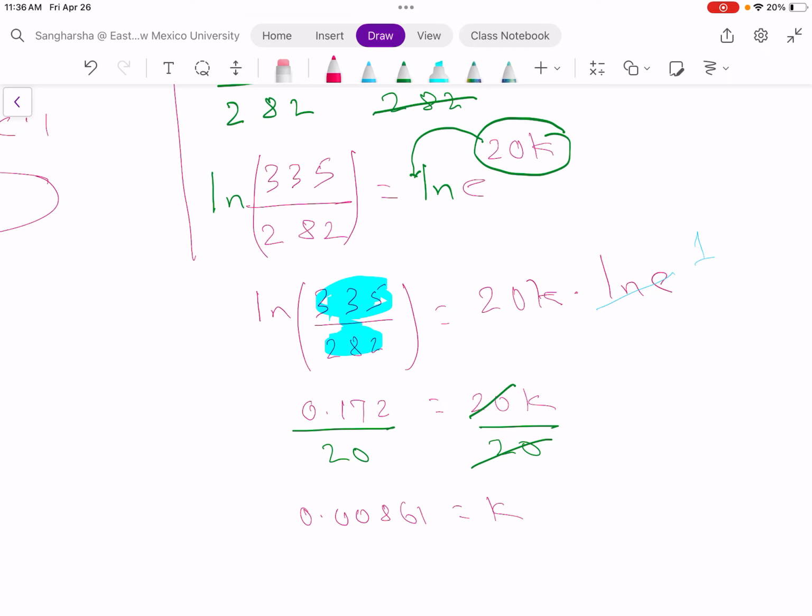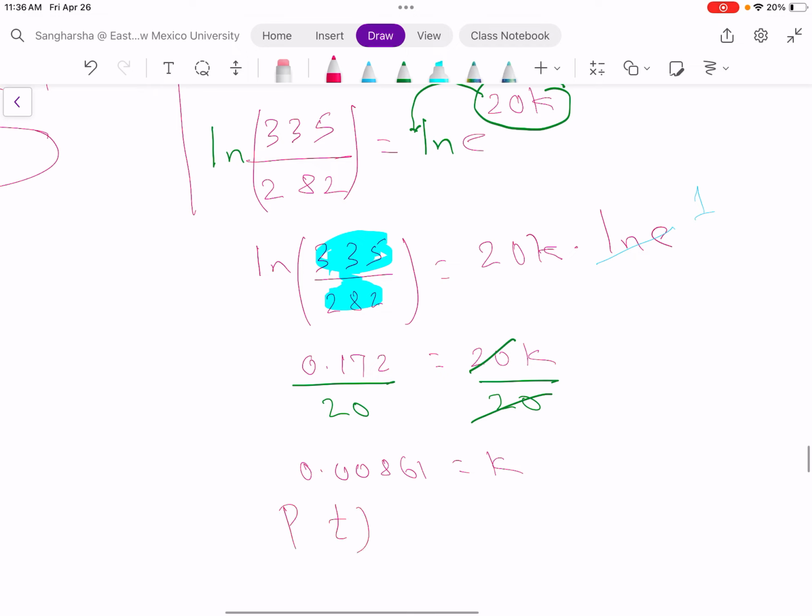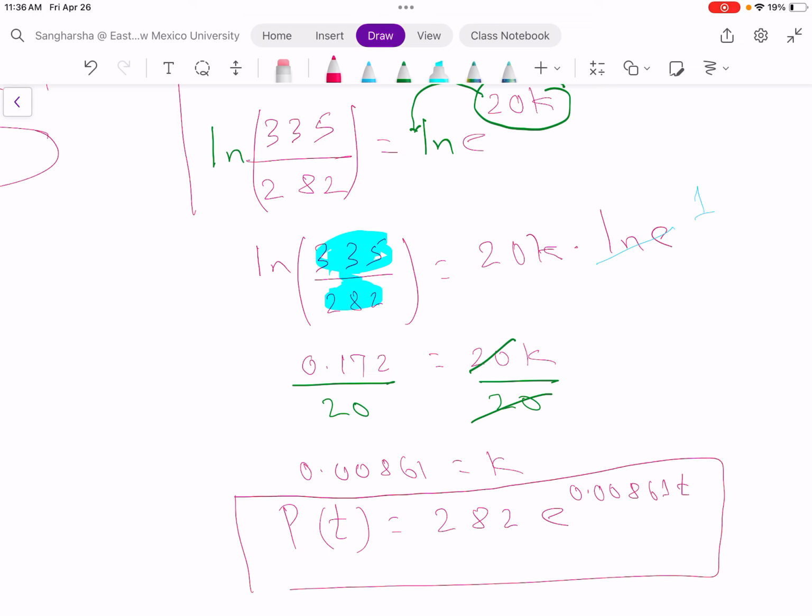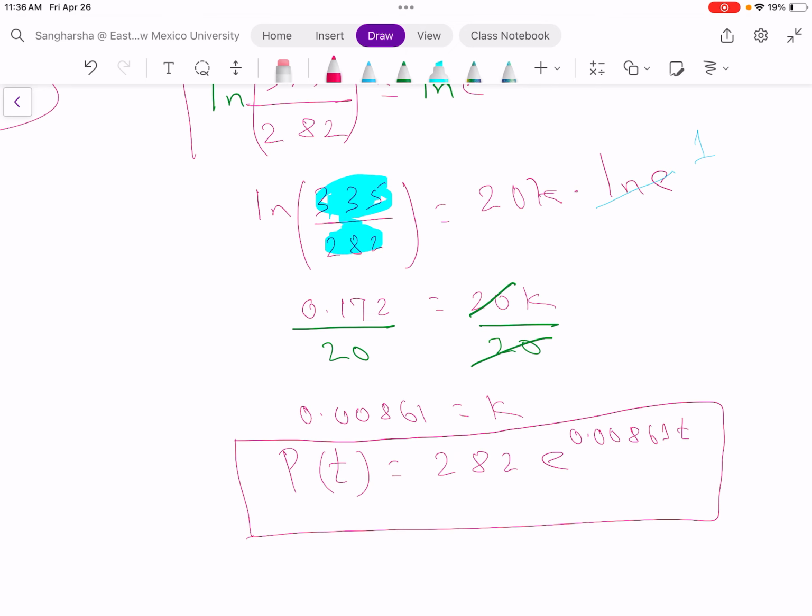Now let's substitute our c and k in our function. So our function is P(t) equals c, which is 282, times e to the power 0.00861t, and this is the function that helps us to find the population. Now, is it exponential decay or exponential growth? It's a growth, right? We have this e, and our exponent is positive. So this function helps us to find the population in every year. So this is for part A.